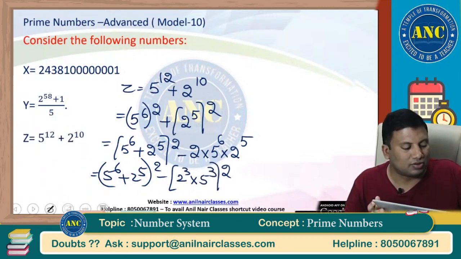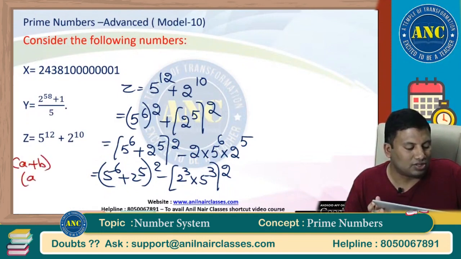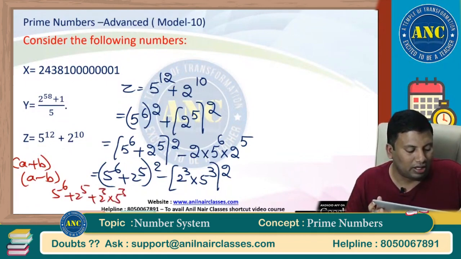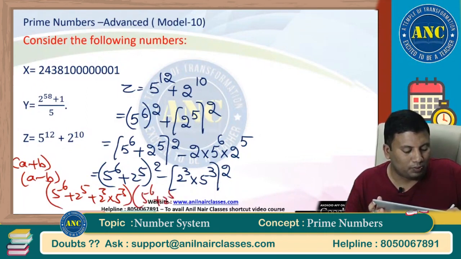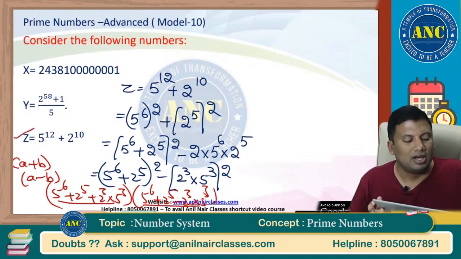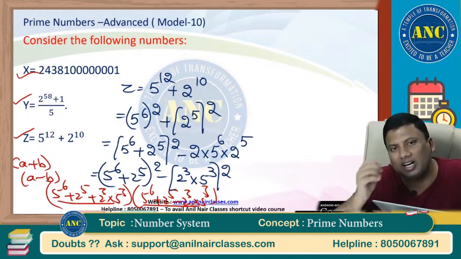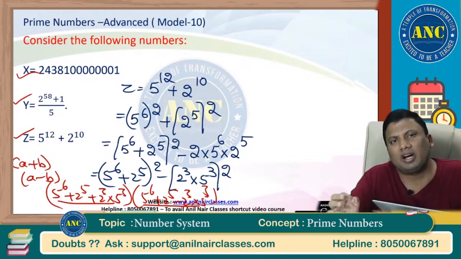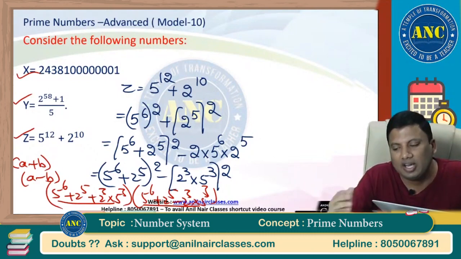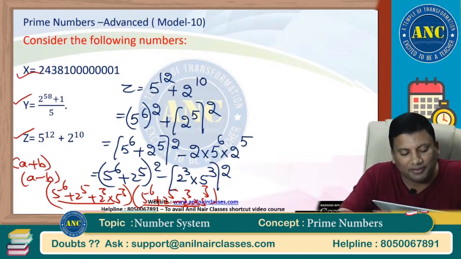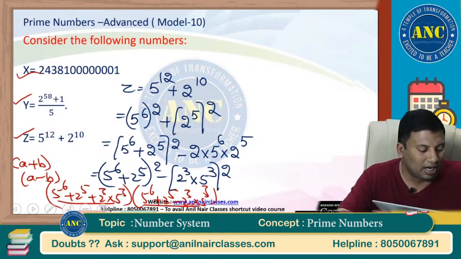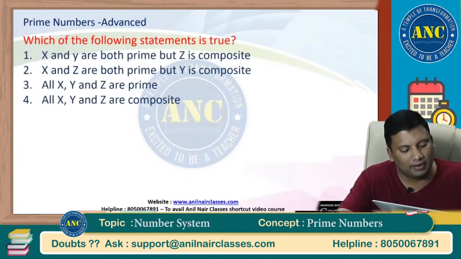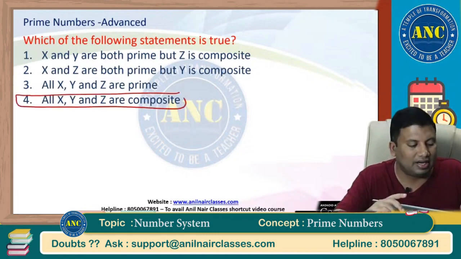A square minus b square is (a plus b) into (a minus b). None of the factors, 5 power 6 plus 2 power 5 plus 2 cube into 5 cube, or 5 power 6 plus 2 power 5 minus 2 cube into 5 cube, is giving me 1. Composite, composite, composite. Proving that a number is prime is a very complicated problem, because it has to go through 237 layers. Every layer it has to fail. If all of them fail, then the number is a composite number. I hope we finish off the entire prime numbers today. All X, Y, Z are composite.